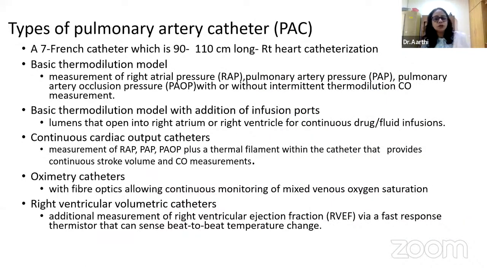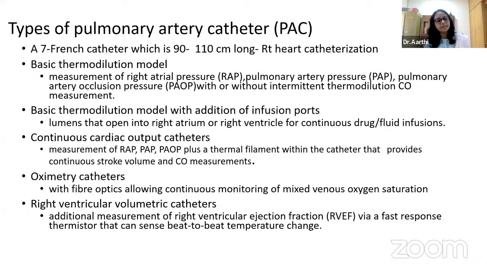So now coming to pulmonary artery catheters. Pulmonary artery catheters are 7 French catheters, normally 90 to 110 centimeters long, used for right heart catheterization. There are different models of pulmonary artery catheters.